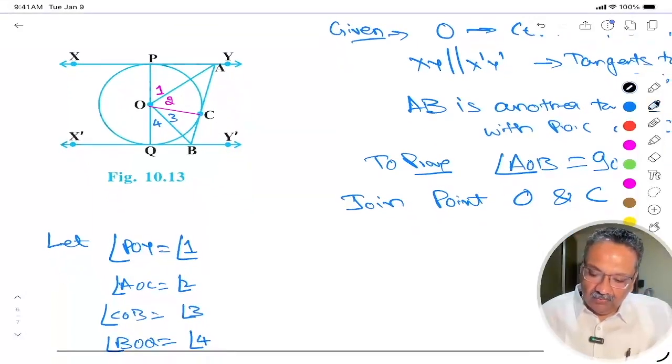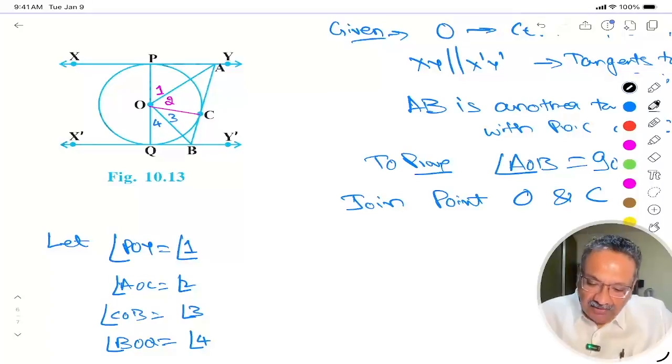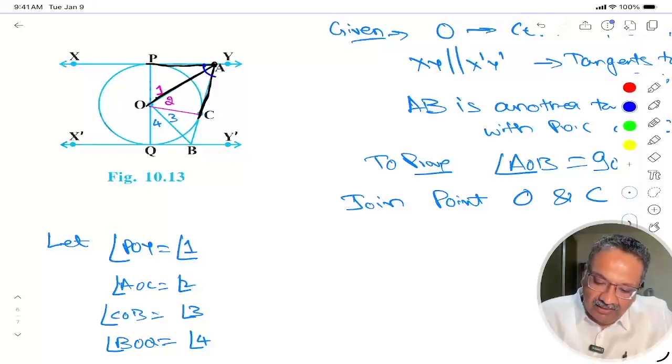Now you observe this. See here, from the external point A, AP and AC are two tangents drawn to the circle. Now we also know from another problem that the line joining the external point to the center acts as a bisector to both the angles. This is a bisector to this angle as well as this angle. This is one way of looking at it.